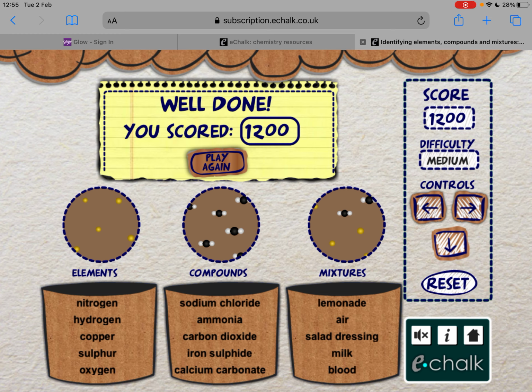So the 3 different types of substance we have are elements, compounds and mixtures. An element contains one type of atom and is found in the periodic table. So anything that you see listed in the periodic table is an element, and that is because it has only one type of atom.